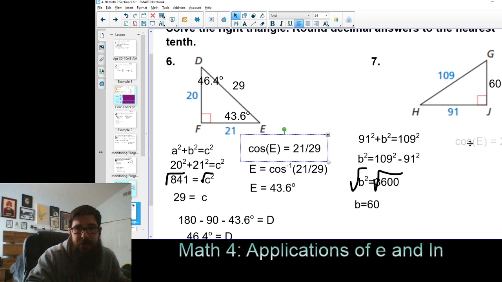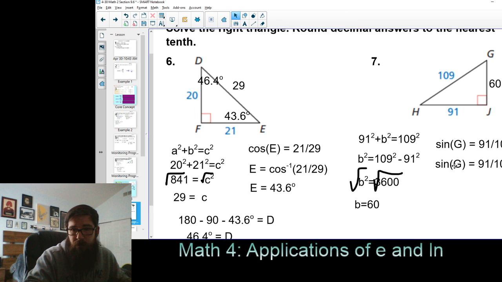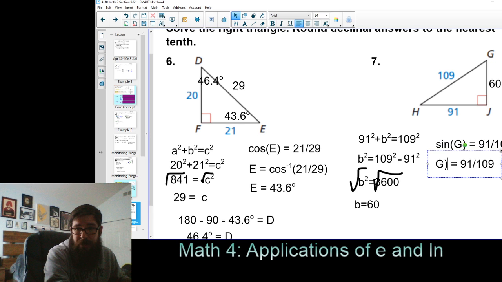All right, sine of G is my opposite side, 91, divided by my hypotenuse, 109. How am I going to find what G is? Take the inverse sine of both sides. Inverse sine of 91 over 109. I don't know what it is. You got to type it in a calculator.